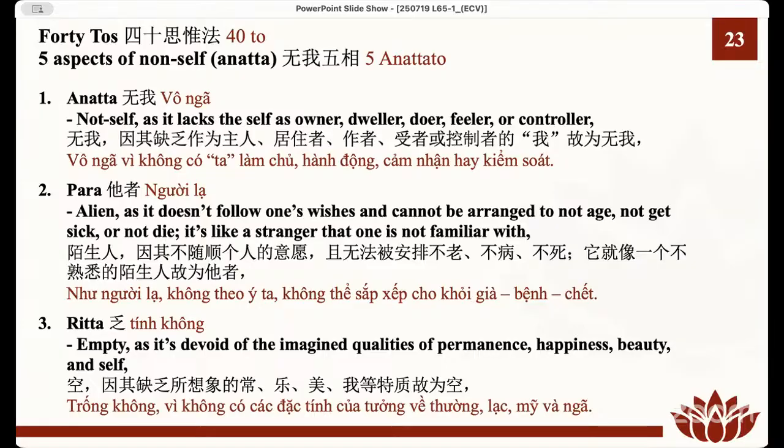Another thing is para, alliance. As it doesn't follow one's wish and cannot be arranged, not to age, not get sick, not die. It's like a stranger. That's why it's not self.